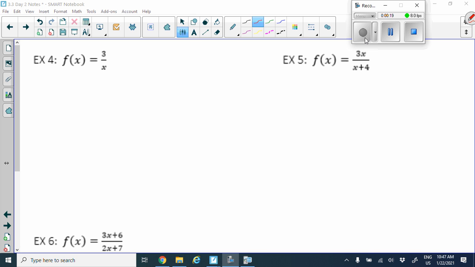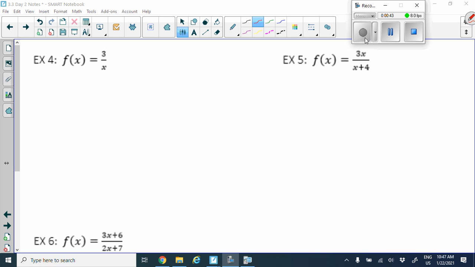Now remember, what is a number that we can never divide by? 0, right? So we can never have 0 in our denominator. Well, in this case, we always have to figure out what number, if we plug into x, makes the denominator 0? Because that would make our function undefined. So what we're going to do here to figure out what can't we plug into x?